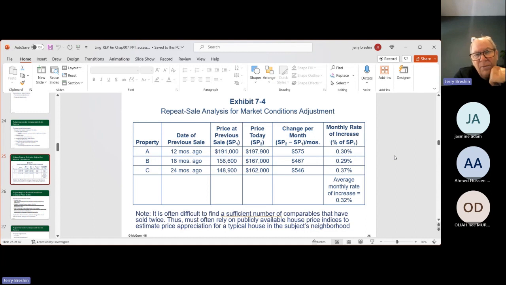Let's say the date A would be 12 months ago at 191. It should be worth today 197. Property B sold 18 months ago for 158, so it should be worth about 167 today. And property C sold 2 years ago at 148.9 and should be worth 162. And according to the appraiser or the realtor trying to do this, then the average monthly increase was 0.30.